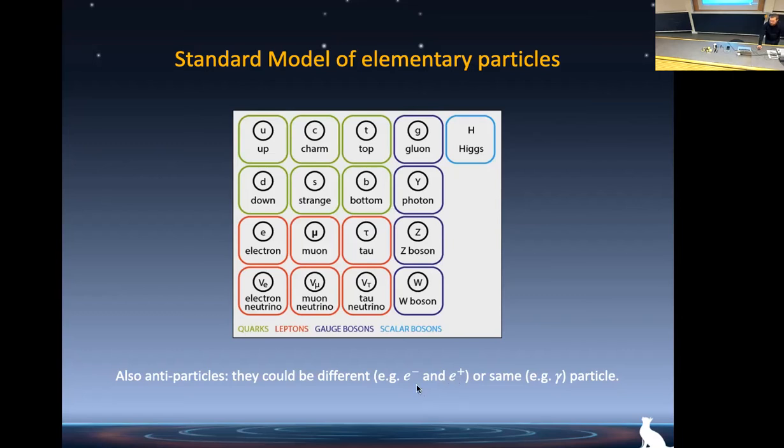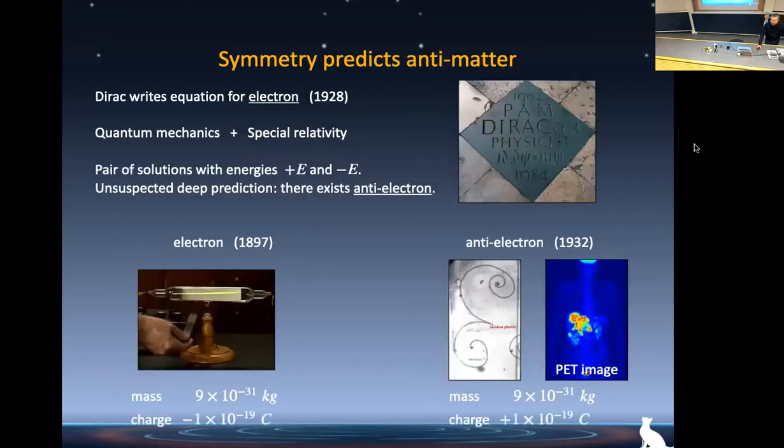For the particles where the antiparticle is actually distinct from the particle itself. It's not the case for photons. They're the antiparticles of themselves. But the story between the discovery and the prediction of antimatter and antiparticles is again dictated by symmetry. So it's useful to flash it quickly.